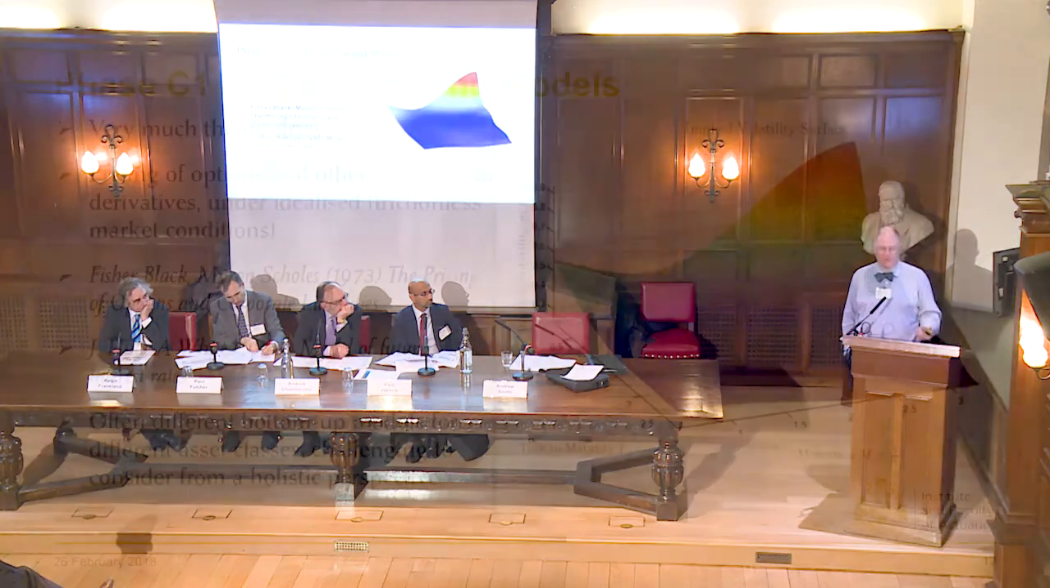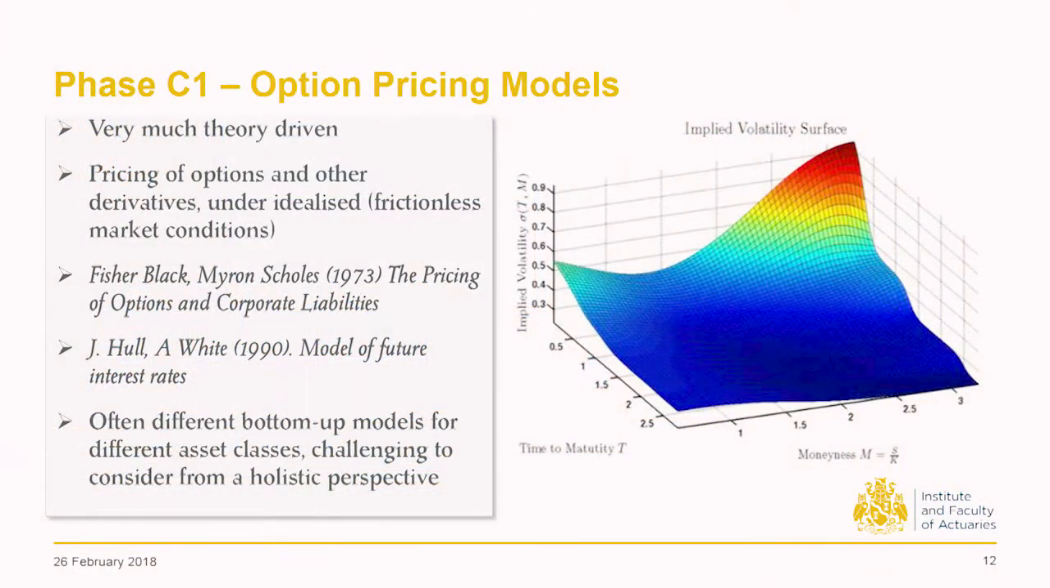Then you get the phase started by realistic balance sheets of option pricing type models. And this was when actuaries started using models developed outside the actuarial profession, mainly in banking and derivative pricing, and adapting those. And these are still used for realistic balance sheets and market consistent valuations, especially in life insurance, less so in pensions.